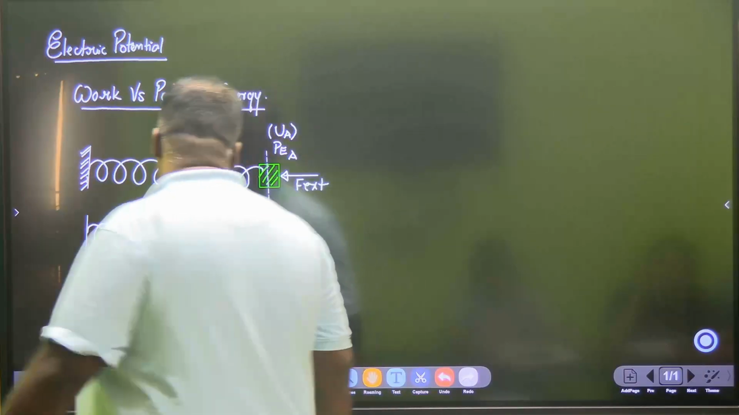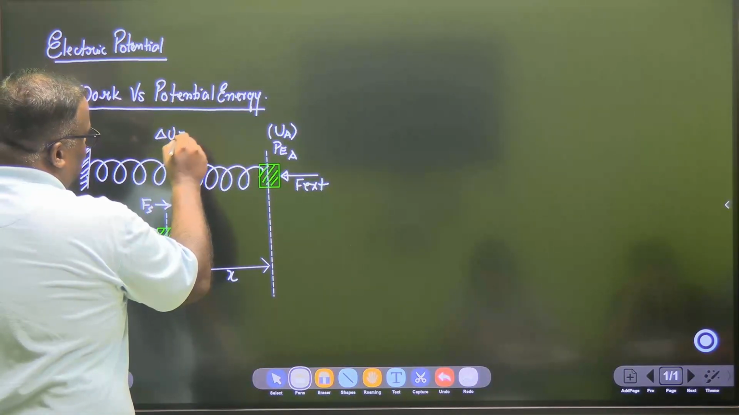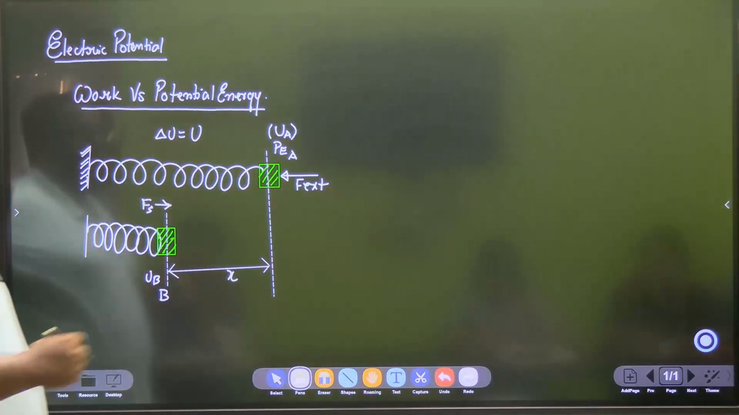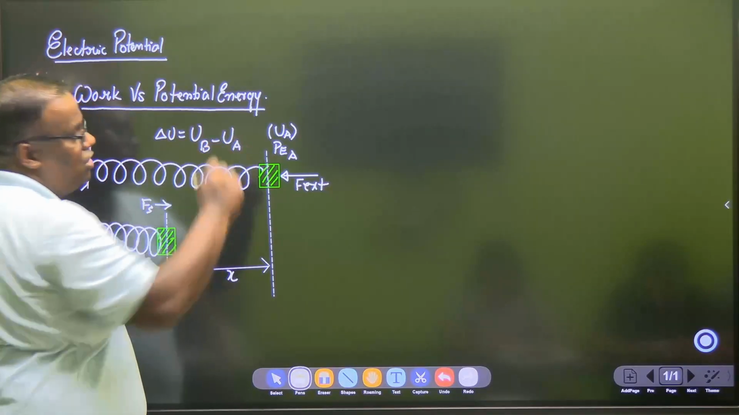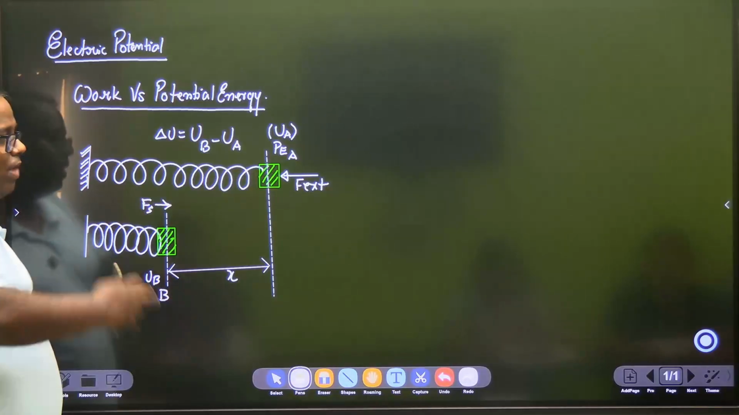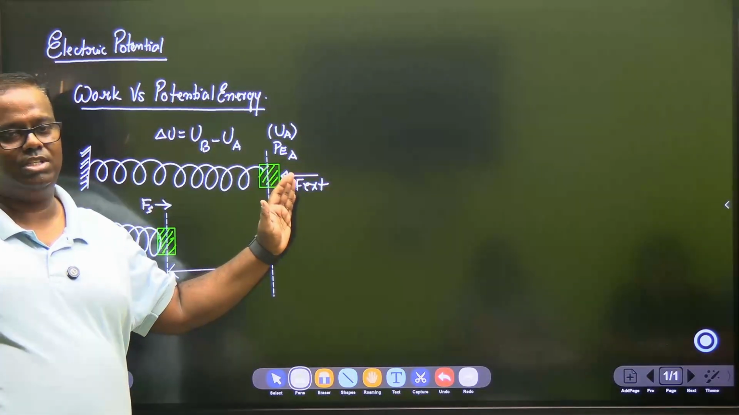So in this whole process, there is a change in potential energy, delta U, which is the final potential energy UB minus the initial potential energy UA. Do you agree?